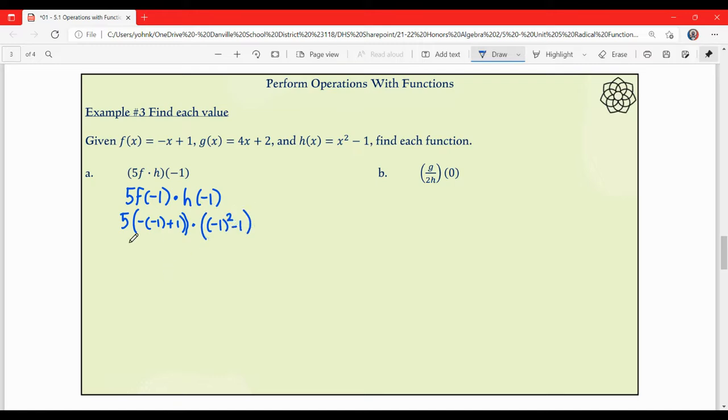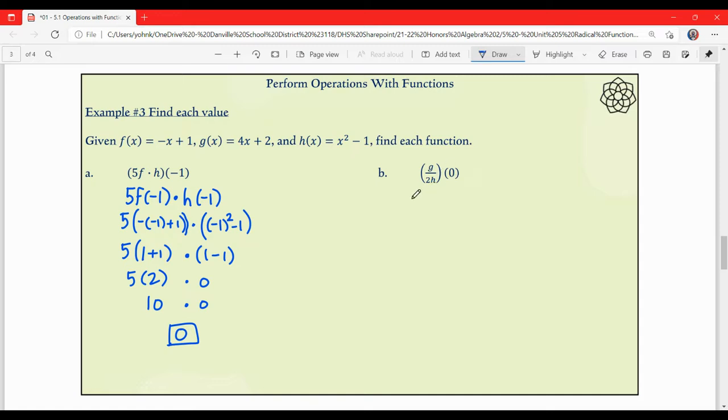All right, so let's see what this is. So we got 5 times, well, a -1 is a positive 1. And so that's 1 plus 1 is 2. So that gives me 10. On this other side, -1 squared is 1. 1 minus 1 is 0. 10 times 0, I get 0.